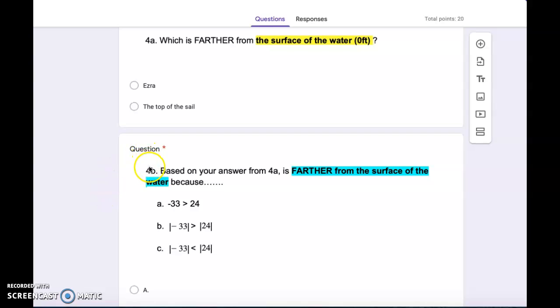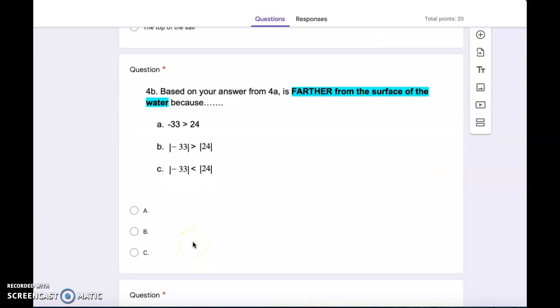For B, based on your answer from 4A, they are farther from the surface of the water because, letter A, negative 33 is greater than 24. Letter B, the absolute value of negative 33 is greater than the absolute value of 24. Or letter C, the absolute value of negative 33 is less than the absolute value of 24. And make your choice from there, A, B, or C.